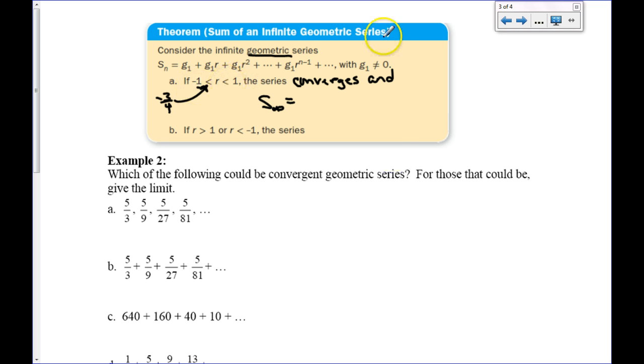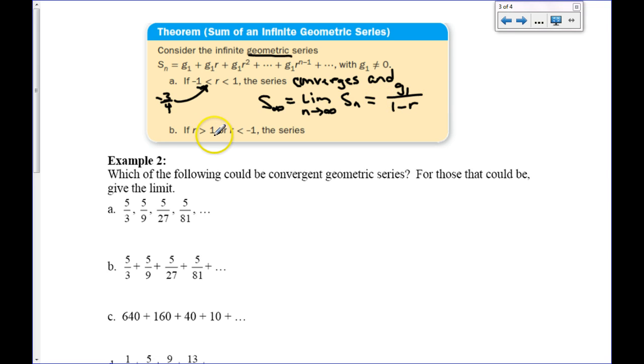Okay. So S sub infinity, that's an infinity sign, is the same as the limit, just like I told you earlier, of n approaching infinity of S sub n, and here is the formula: g sub 1 over 1 minus r. Okay, so this is the formula that you're going to use to find the sum.